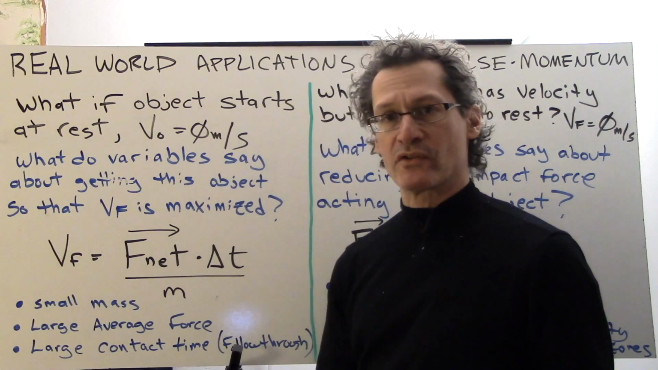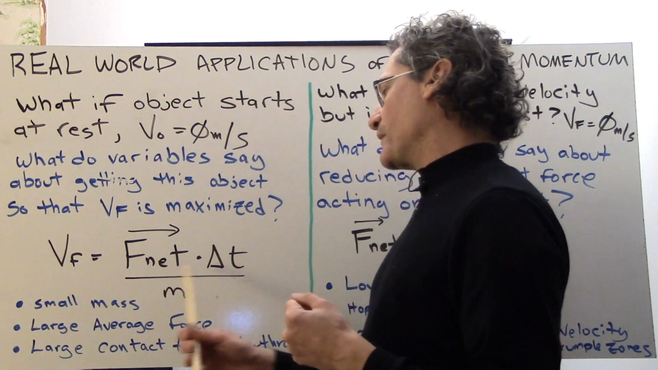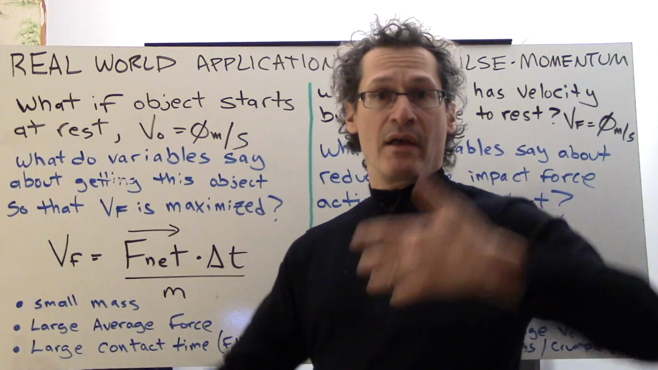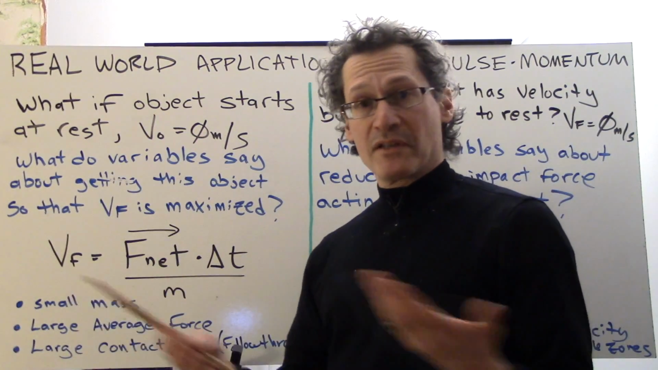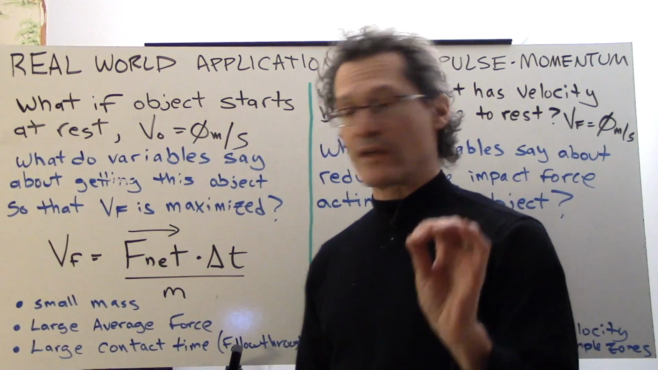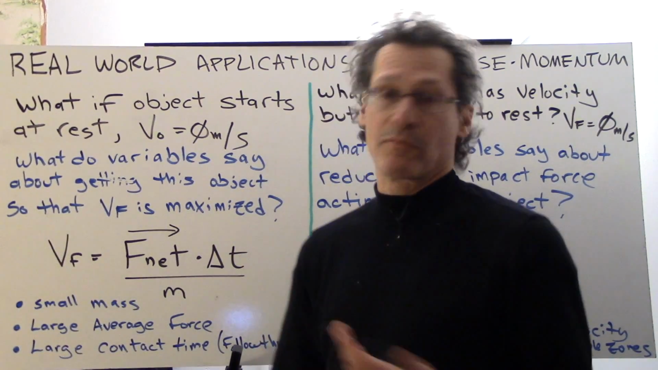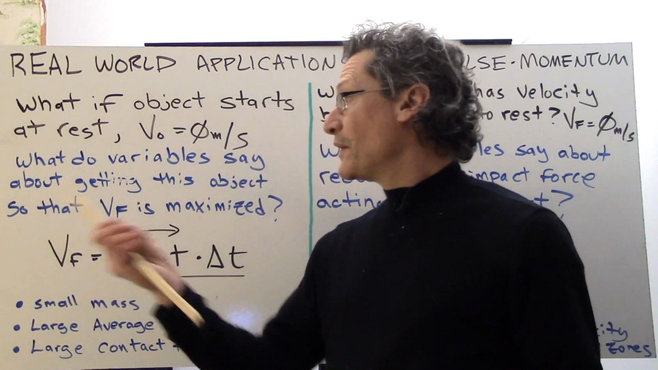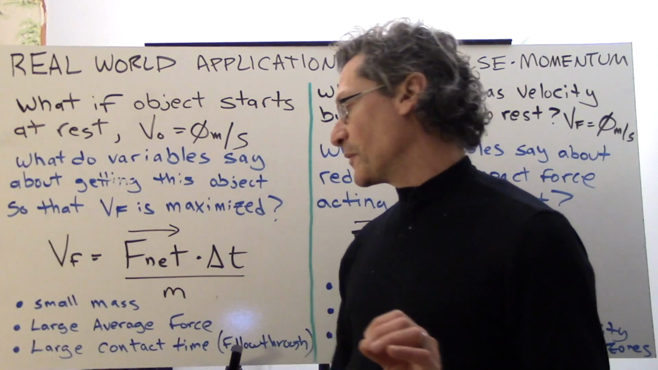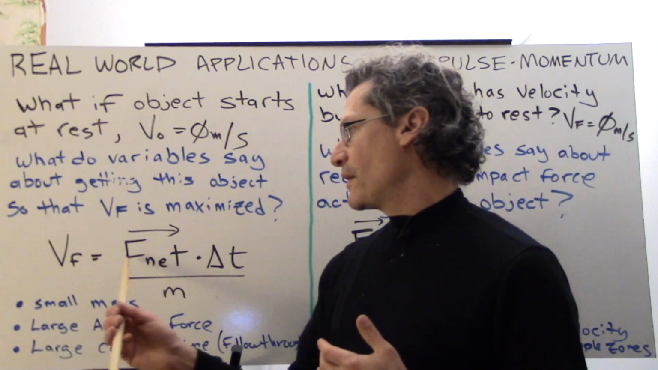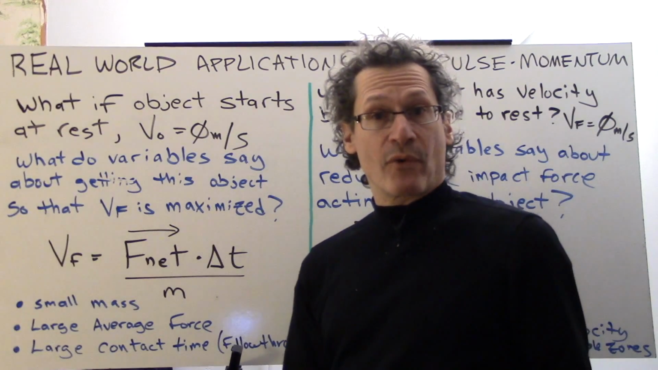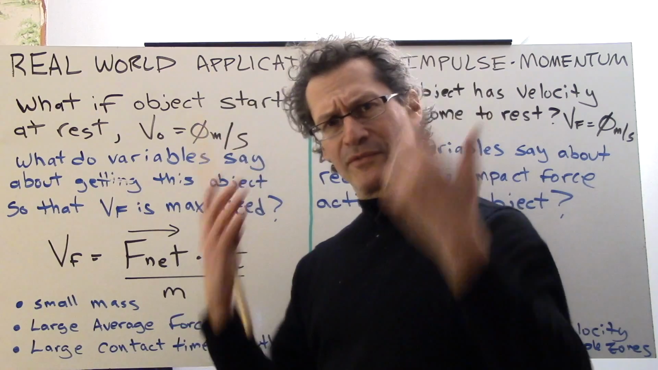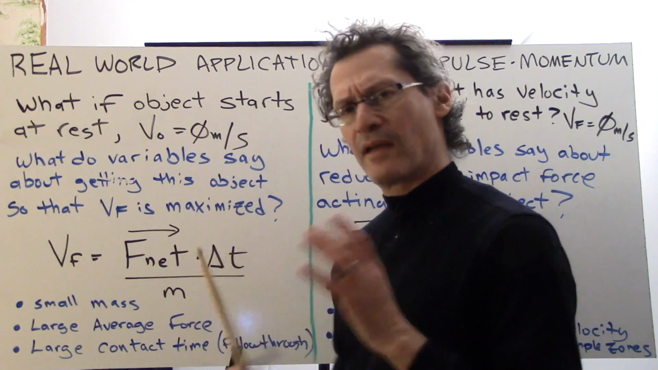Well, we rearranged the equation to solve for Vf, and we have F net times delta t over m. So if we start off with a small mass, because it's in the denominator, we can accelerate it easily. It'll have less resistance to changes in motion, so we can maximize our Vf by having a small mass to begin with. Sometimes you don't have that luxury, but if you do, that's one way to get the object moving at maximum velocity. How about F net, a large average force? That's pretty intuitive. If you have a large push or pull on this object, you're also going to change its velocity and maximize it after this impulse.